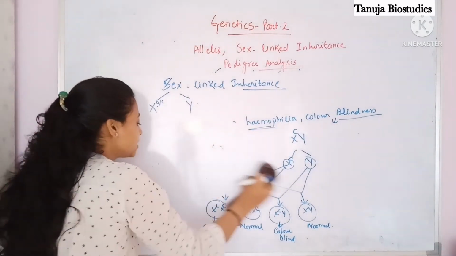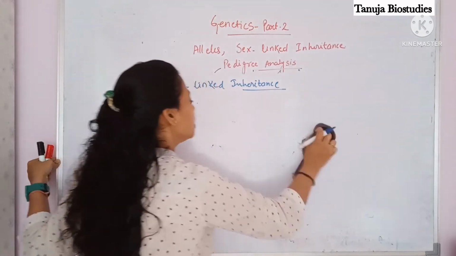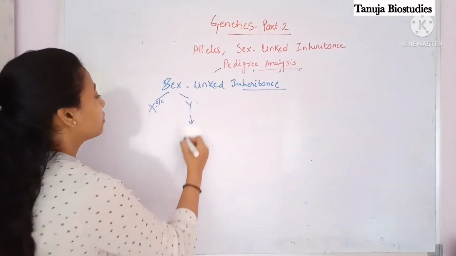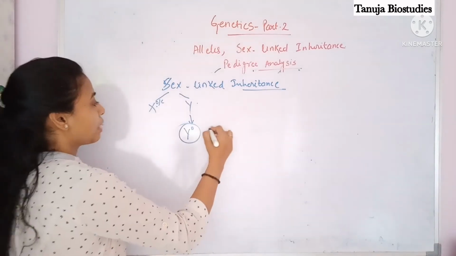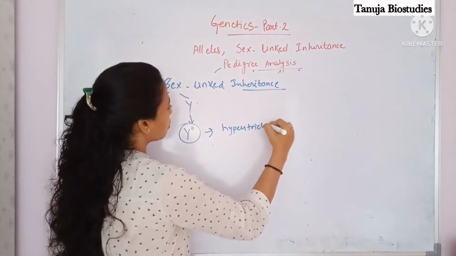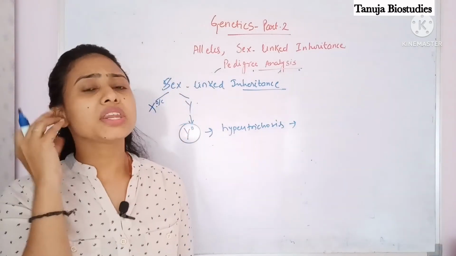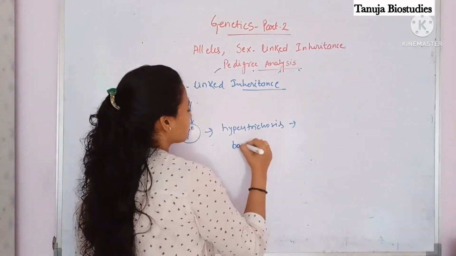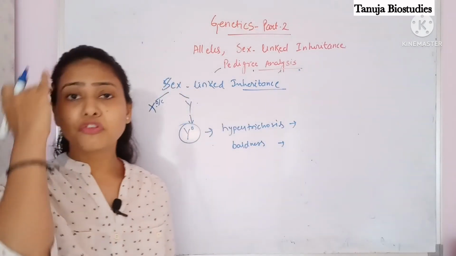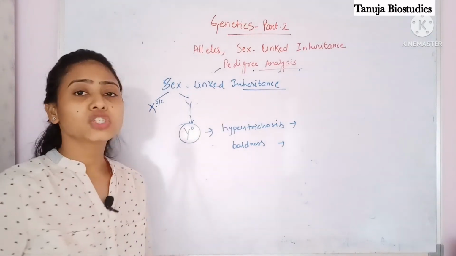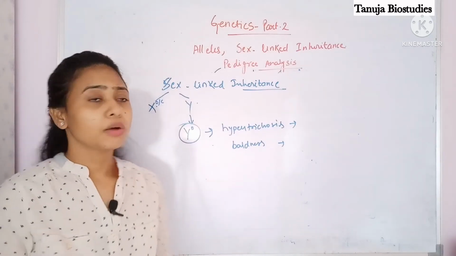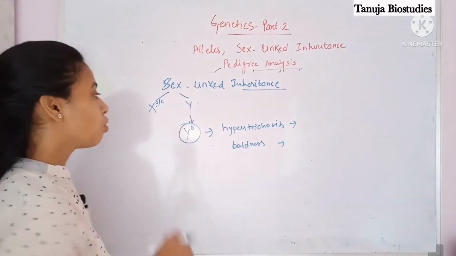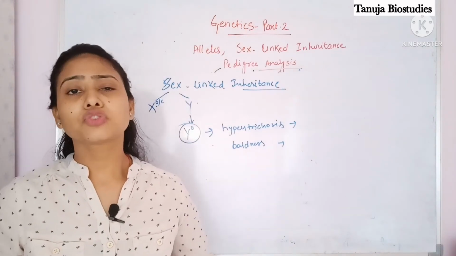So let's take the next inheritance, that is Y-linked inheritance. In Y-linked inheritance, whatever allele is responsible for a particular trait is present on the Y chromosome only. For example, hypertrichosis, a kind of disease in which a lot of hair grows on the ear, is only present in males. And baldness, the removal of hair from the forehead, is also present in males only. So these two traits are Y-linked traits, expressed only in males, because they are present on the Y chromosome, and the Y chromosome is only present in males, not in females. So it is never transferred to females, it is always transferred from male to male.